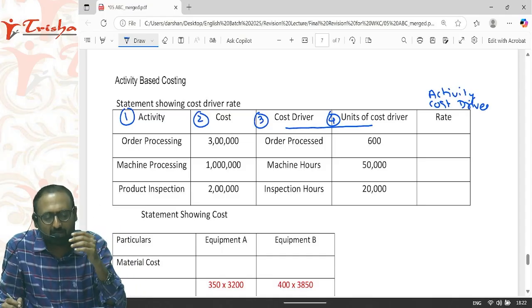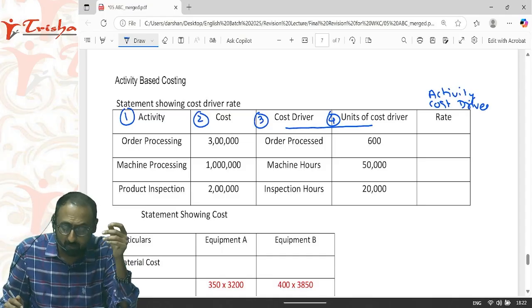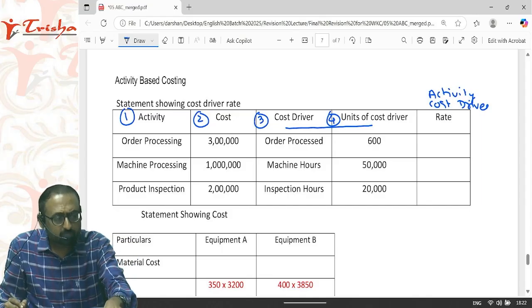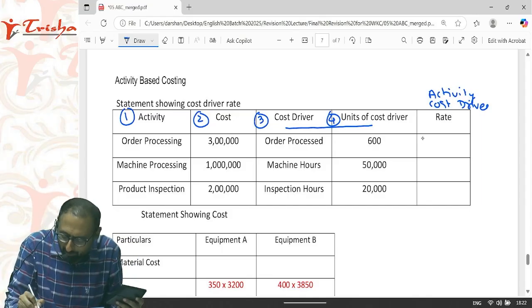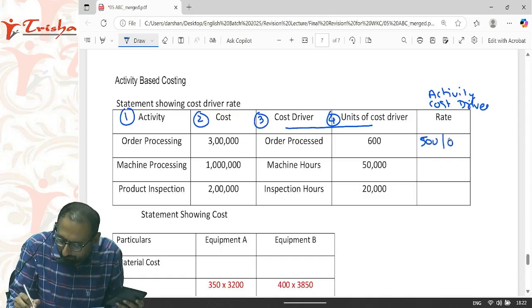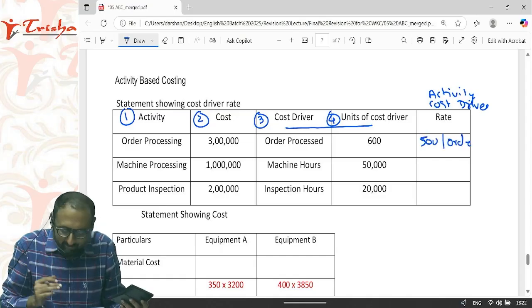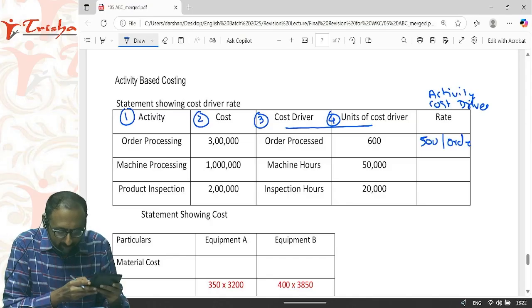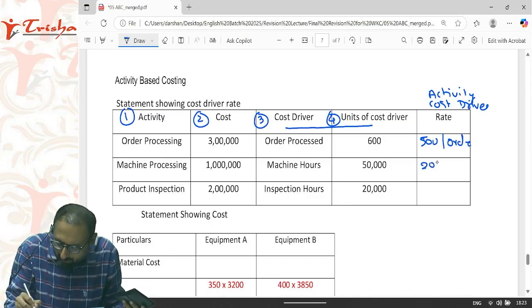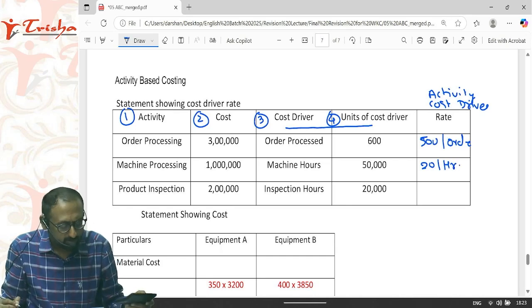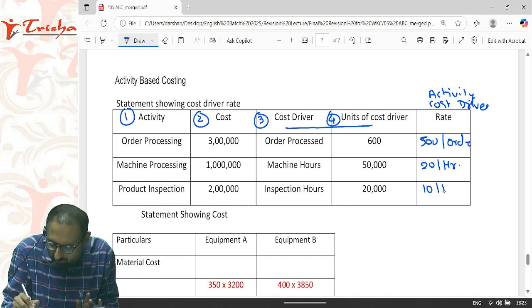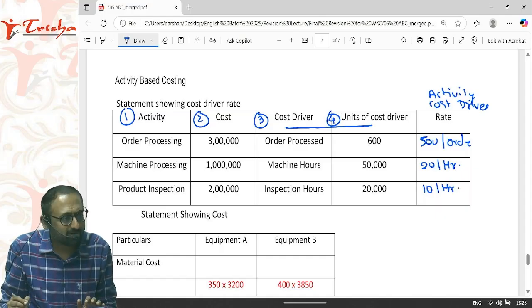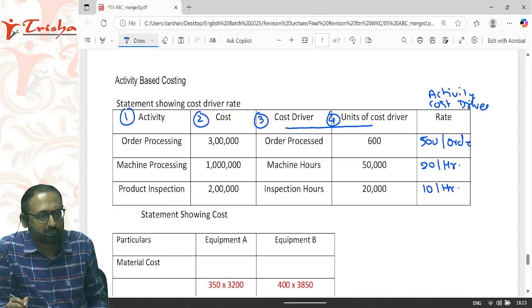So simple. 3 lakh divided by 600. How much is the rate per order? Sirji, 3 lakh divided by 600. Is it 500 per order, sirji? 500 per order. In the next, 10 lakhs for machine hour divided by 50,000. Is it 20 rupees per machine hour is your rate? Next, product inspection, 2 lakh divided by 20,000. Is it 10 rupees per inspection is your rate, sir? Perfect. Now you will prepare the cost sheet.